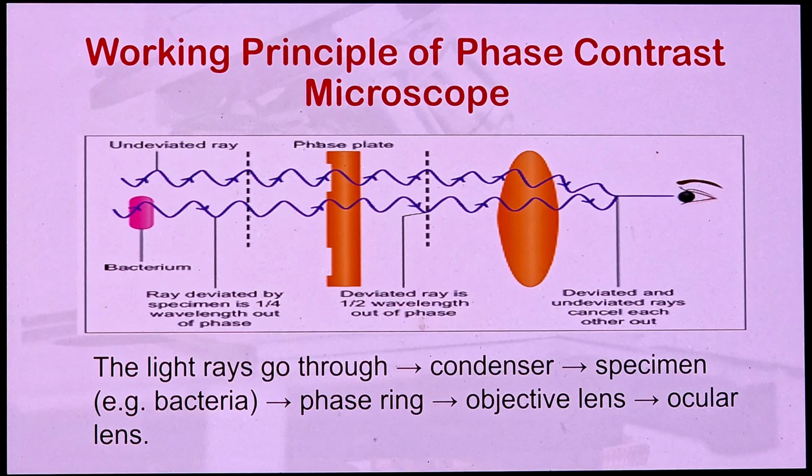So here in the picture, the undeviated ray passes through the phase ring, and the deviated rays which pass through the specimen are deviated by the specimen, 1/4 wavelength out of phase, and they miss the ring and pass through the other parts of the phase plate, and the deviated ray is half wavelength out of phase. So both the deviated and undeviated rays cancel each other out. The light rays go through the condenser, then specimen, then phase ring, objective lens, and finally the ocular lens.